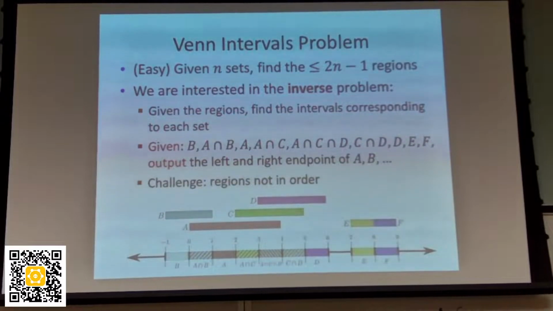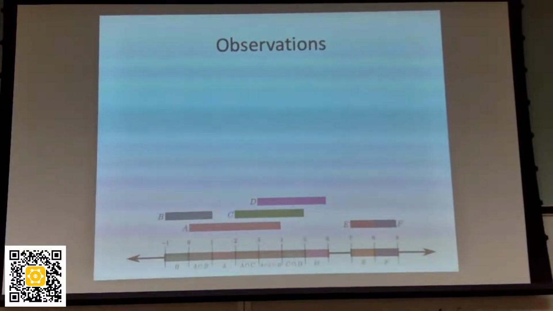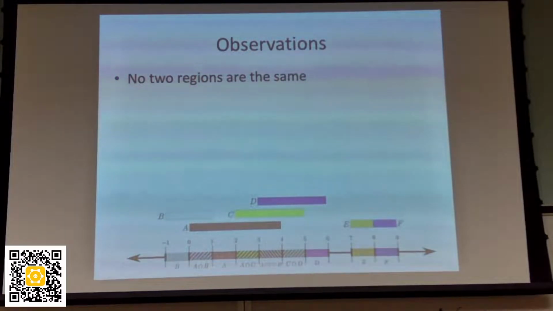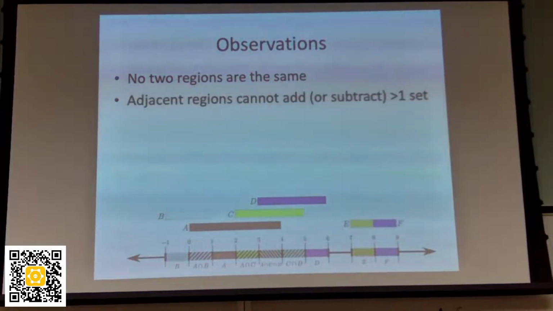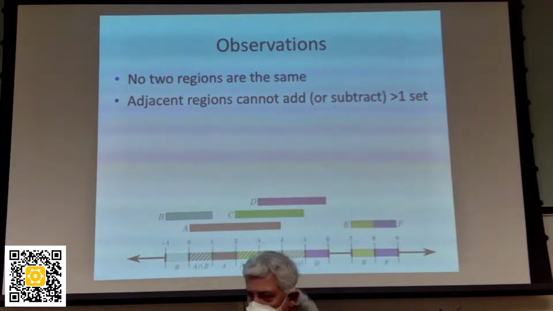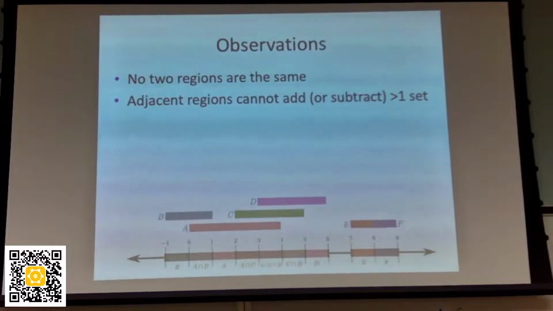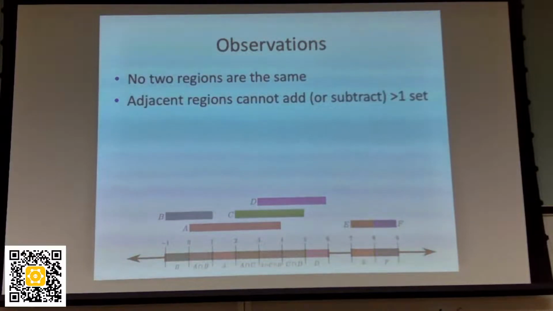All right. So any thoughts now? Any new ideas based on what we've seen? The first thing you're told is that no two regions are the same, meaning no two regions are the intersections of the same collection of sets. Here's another important property: adjacent regions cannot add or subtract more than one set. So you can't have a region that has A, and then the next region be A intersect C intersect D. That's not going to happen.